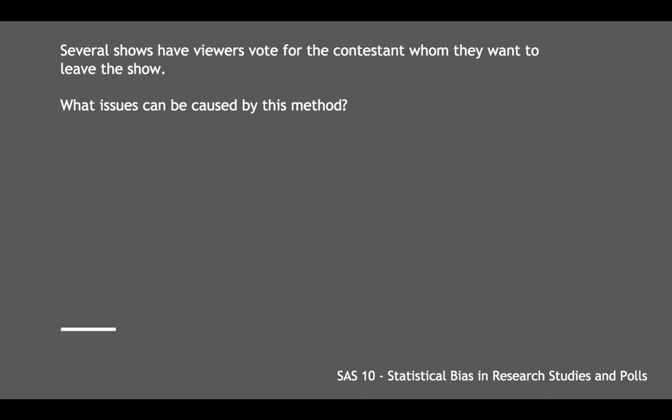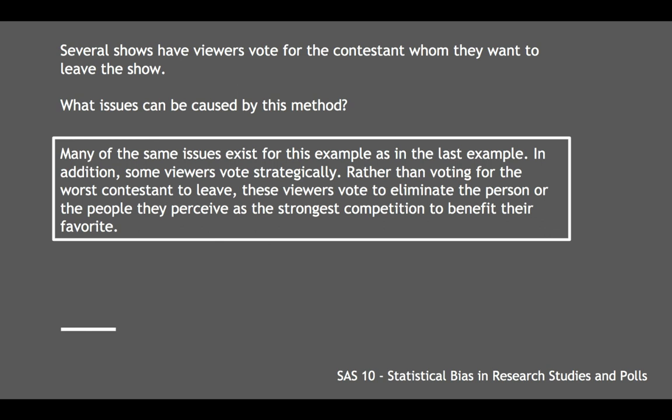Several shows have viewers vote for the contestants they want to leave the show. What issues can be caused by this method? Many of the same issues exist as in the last example, but in addition, some viewers vote strategically. Rather than voting for the worst contestant to leave, they'll vote to eliminate the person who they perceive as the strongest competition to benefit their favorite.